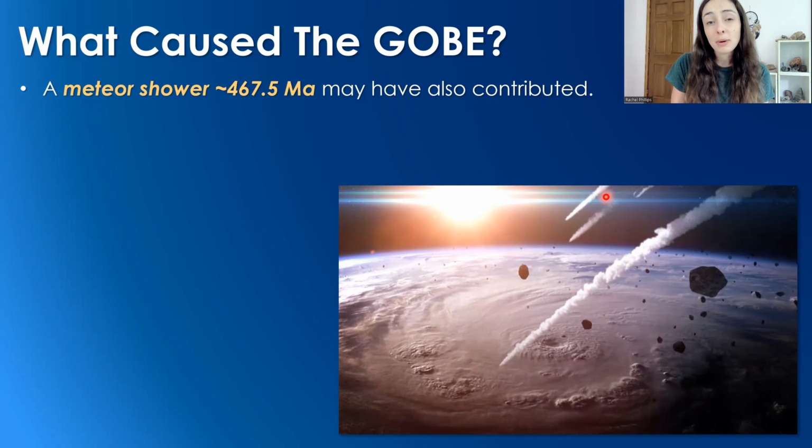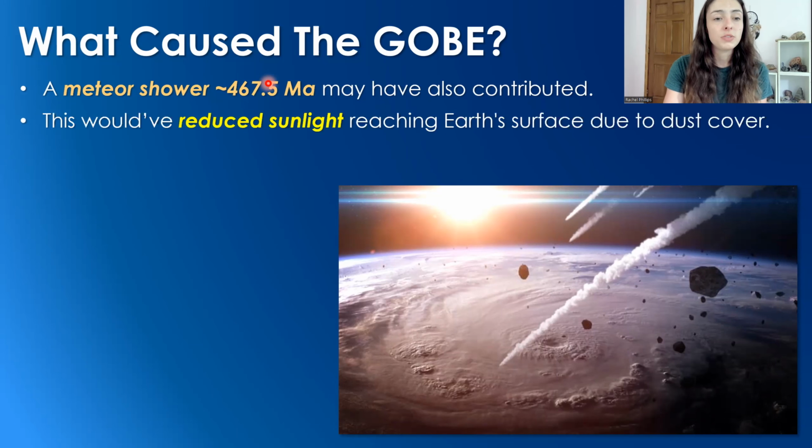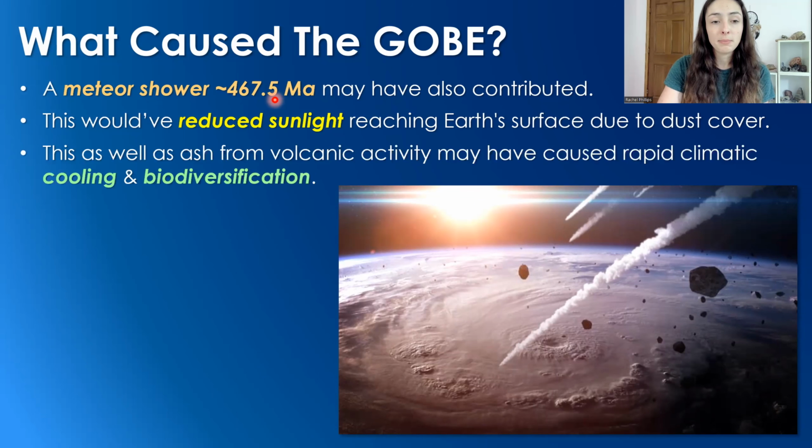There have also been hypotheses regarding a meteor shower around 467.5 million years ago that may have contributed to the diversification event. This hypothesis suggests that the meteor shower would have reduced sunlight due to increased dust cover right after the impacts, and this combined with ash from the active volcanism at the time may have caused rapid climatic cooling and biodiversification.